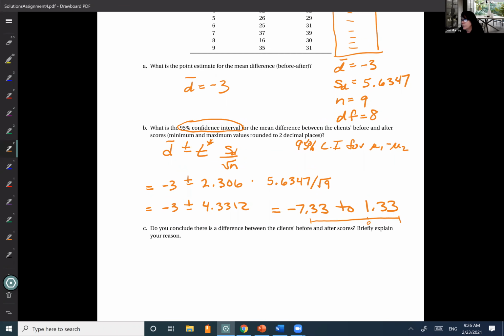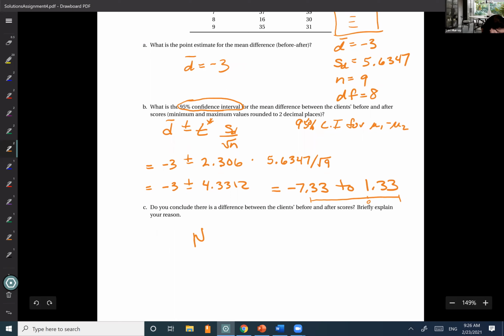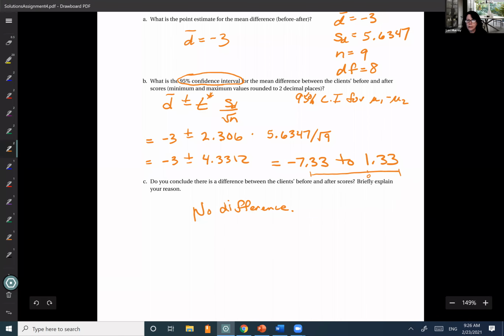Right, so we conclude there is no difference. Do you conclude there is a difference? There is no difference. And you would write that more formally, like some of you did. You did a great job formally writing your conclusions. So it's good. It's good to know what this all means.